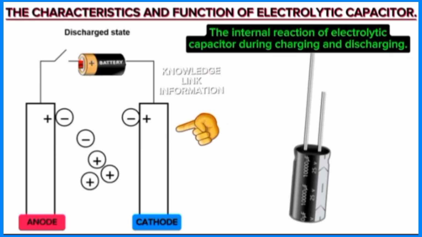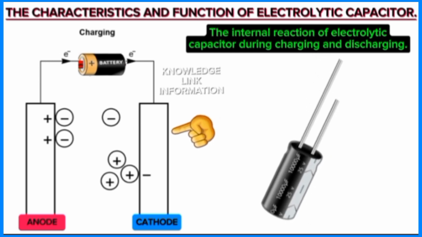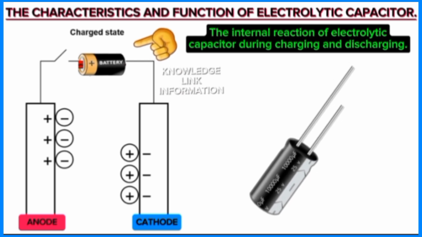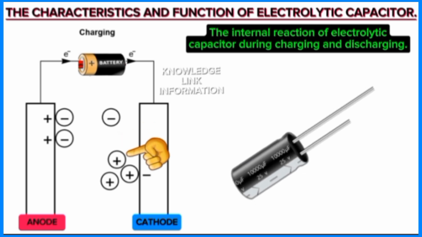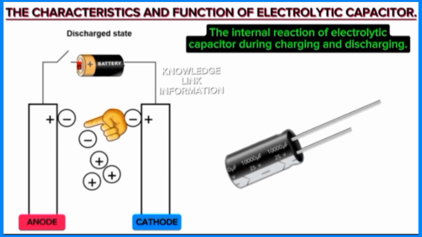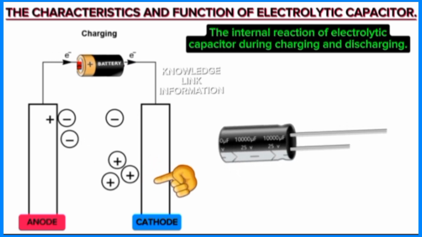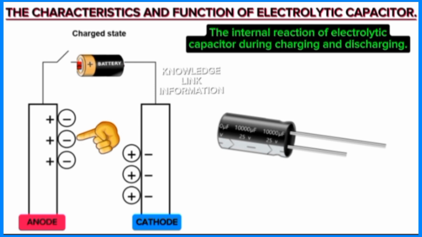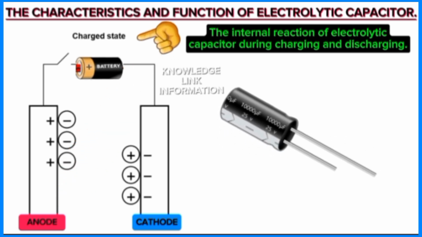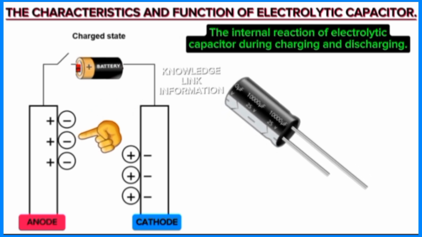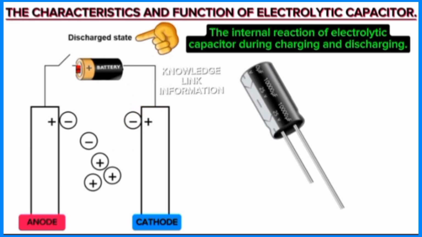This is the internal reaction of an electrolytic capacitor during charging and discharging, like a single battery. Inside the electrolytic capacitor is an electrolyte with positive and negative ions. The positive ions will move to the cathode or negative electrode, and the negative ions will move to the anode or positive electrode during the state of charging. These negative and positive ions will displace each other again during the state of discharging.